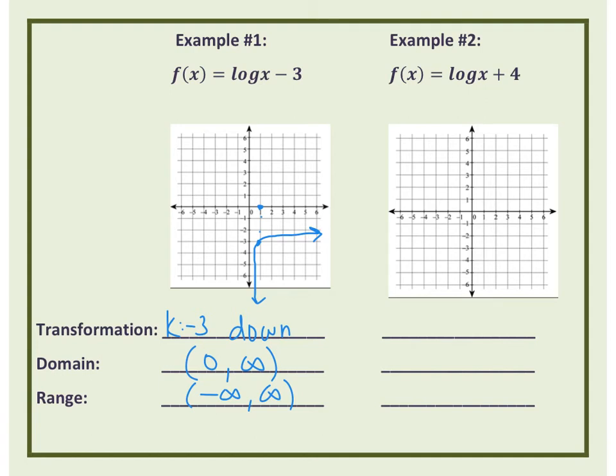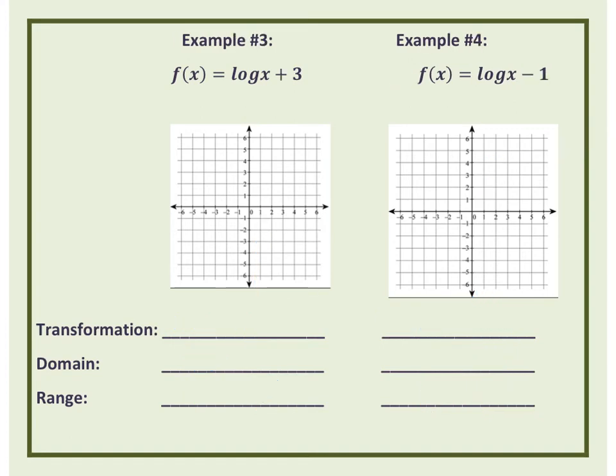So in the second problem, my k is a positive 4. So this graph is going up 4. So remember that we used to cross right here. Now the graph went up 4. 1, 2, 3, 4. The graph is going to cross there. So the graph is going to go slowly, slowly, slowly, cross and turn. Okay? My domain is still 0 to infinity. My range is still negative infinity to infinity, okay? Because k affects a range, but if the range is infinity, adding 3 to infinity, adding 4 to infinity is not going to change it.